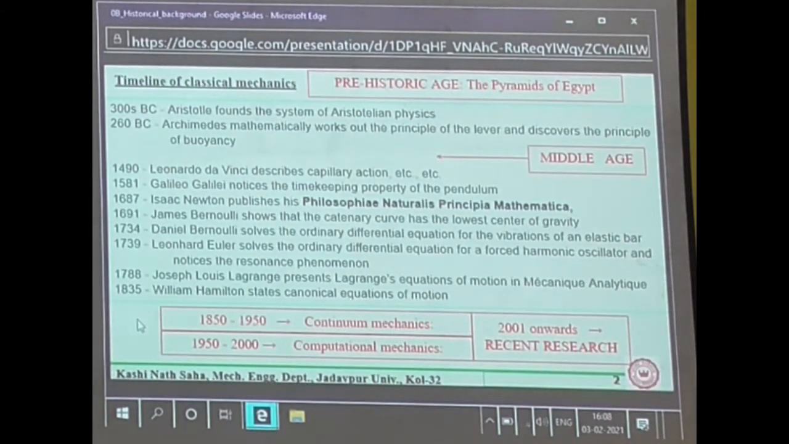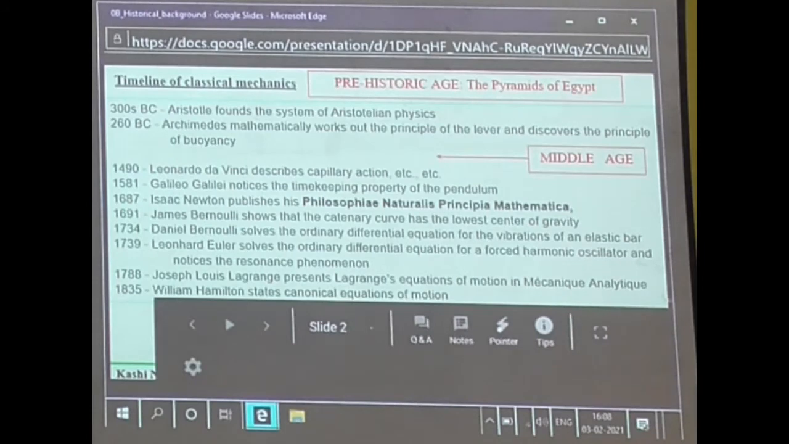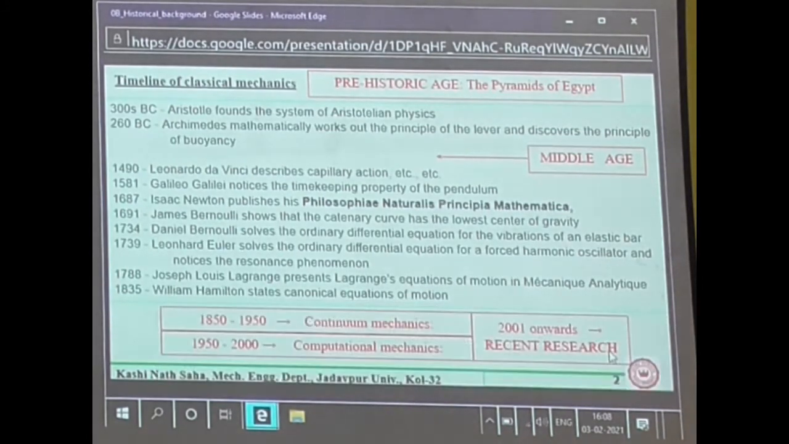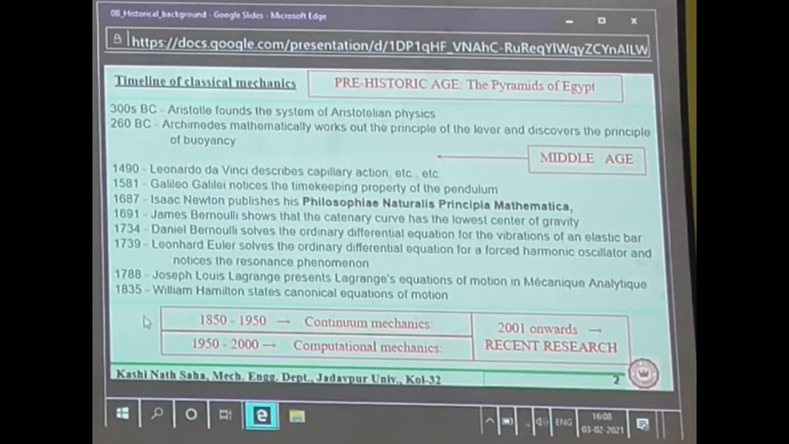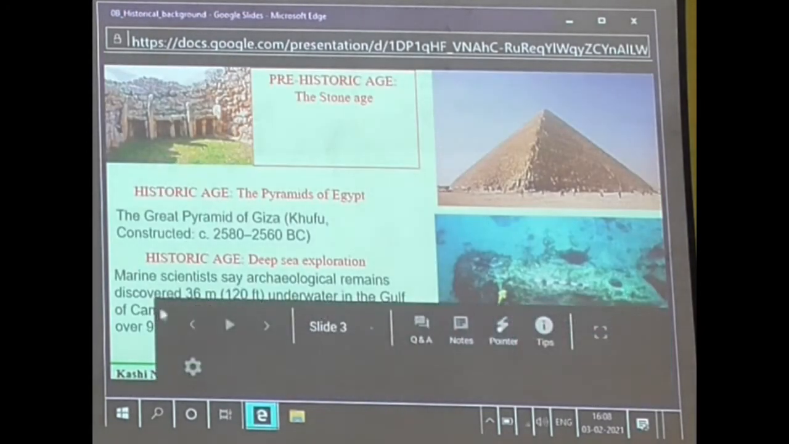And finally, we will come into the developments in modern times, the recent developments, which is in the current century, 2001 onward, and before that there is an immediate past and recent past. This you can understand from here. So let us start from prehistoric age.